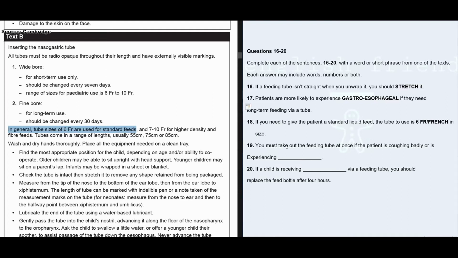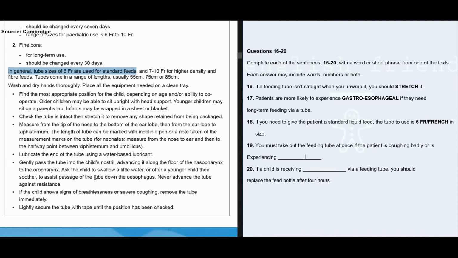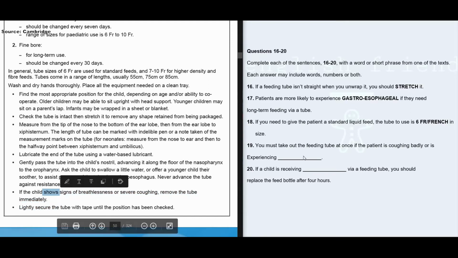Question number 19. You must take out the feeding tube at once if the patient is coughing badly or is experiencing dash. That is also in the same text itself. If the child shows signs of breathlessness or severe coughing, remove the tube immediately. So answer for question number 19 is breathlessness.